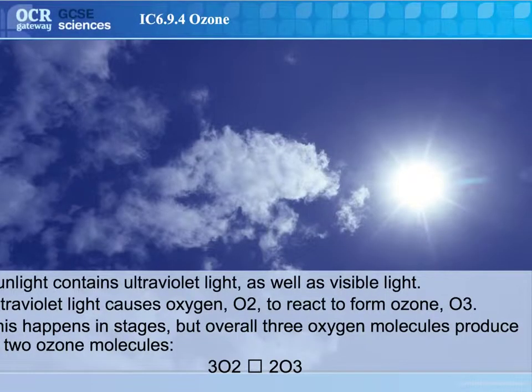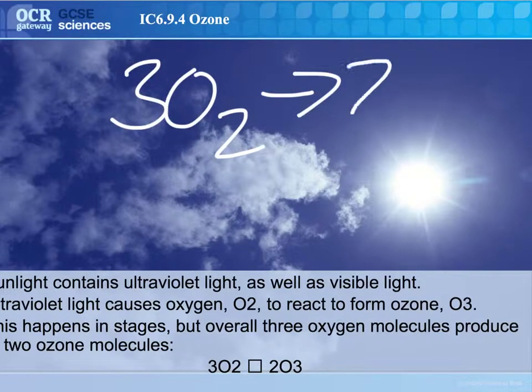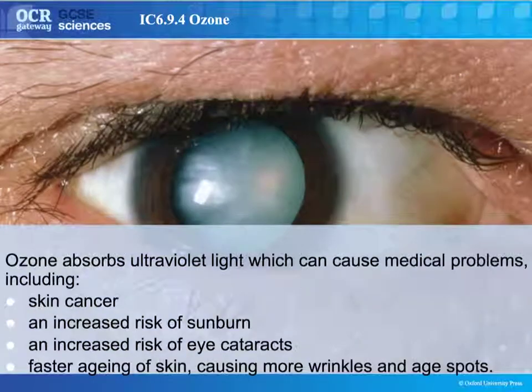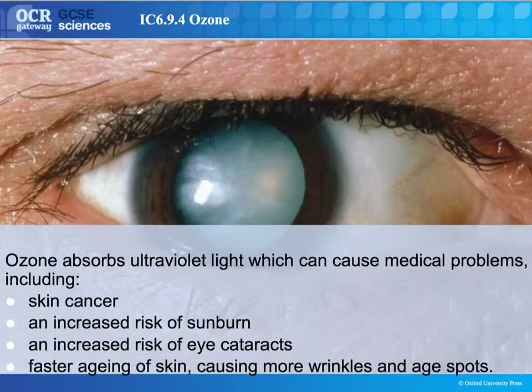Ultraviolet light provides the energy source that causes oxygen to react to form ozone in the upper atmosphere. It's a multi-stage process, but basically all you need to know is that 3 O2 molecules form 2 ozone molecules in the upper atmosphere. Ozone is really important in the upper atmosphere.